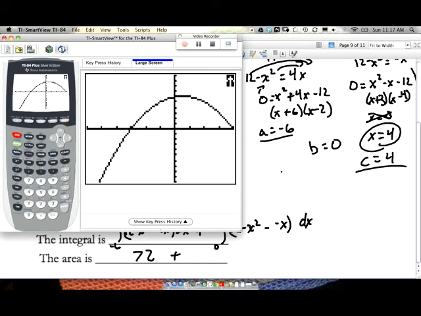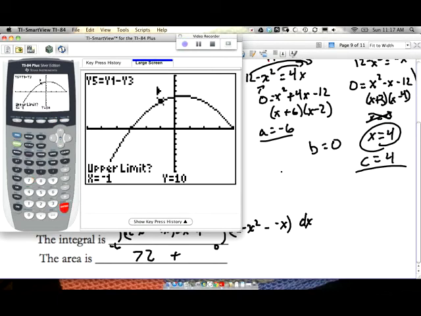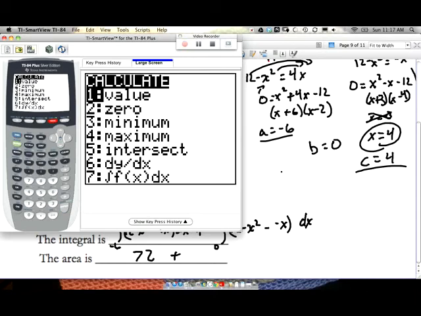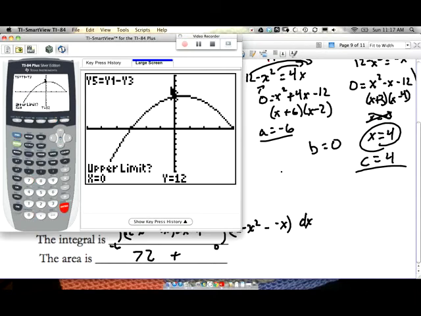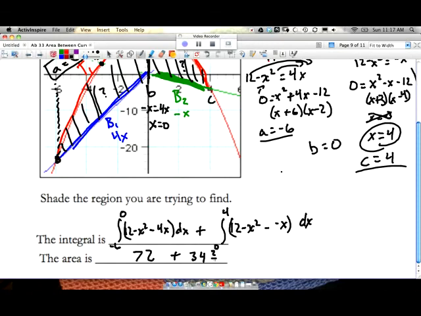So I'm going to do second, calculate, from 0 to 4 is the area. Whoops, did I do that? I did do that. Second, calculate the area from 0 to 4. And that's 34 and 2/3. Put that all together and you get 106 and 2/3. Check, done. All right, that was cool. That worked out pretty well.